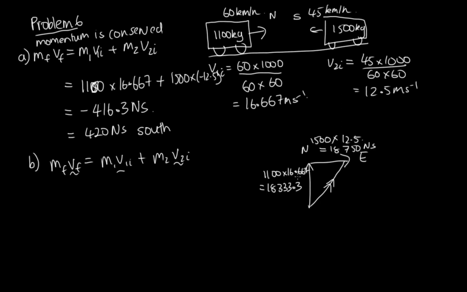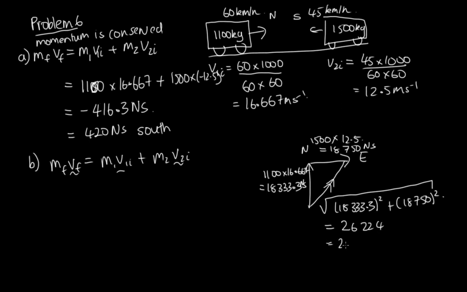And so to work out our resultant, we can just use Pythagoras' theorem, and we take the square root of 18,333.3 squared plus 18,750 squared. Solving that on the calculator, we get a magnitude of 26,224, which is equal to 26,000 Newton seconds to two significant figures.